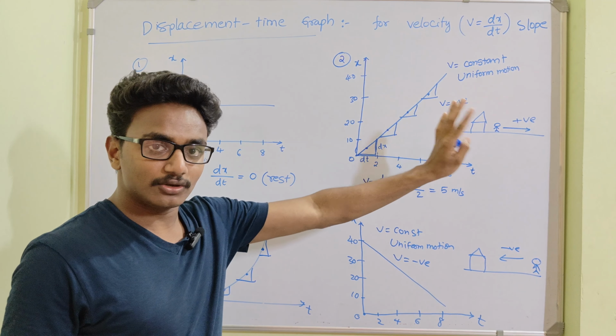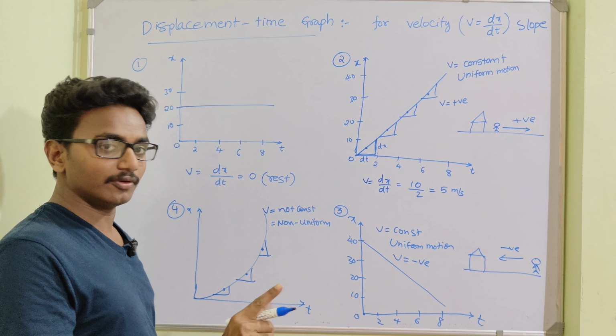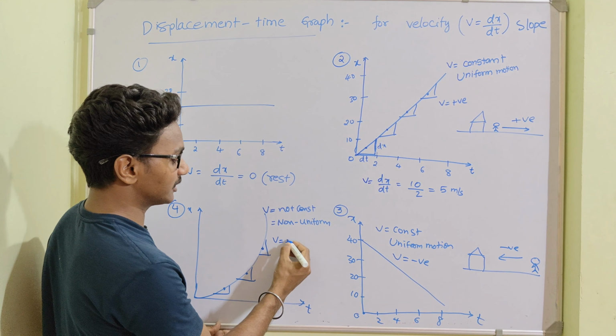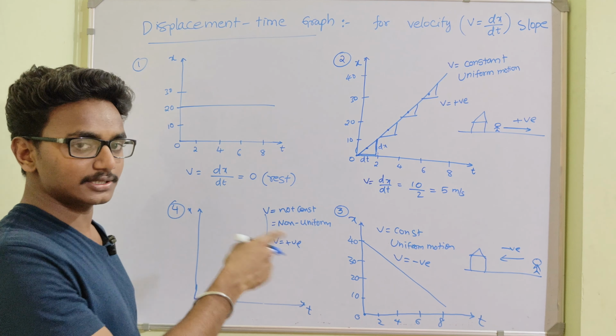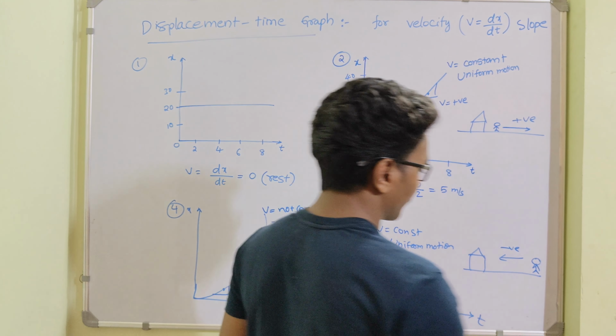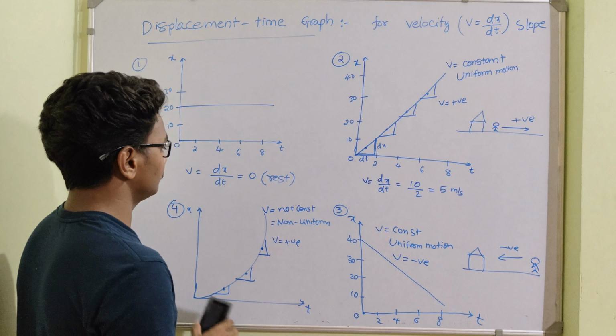If the graph is a straight line, that's a uniform velocity. If it's a curved line, it's a non-uniform velocity. If the distance is increasing with time, then the velocity is positive. If it's decreasing with time, then it is a negative velocity. I hope you understand this.